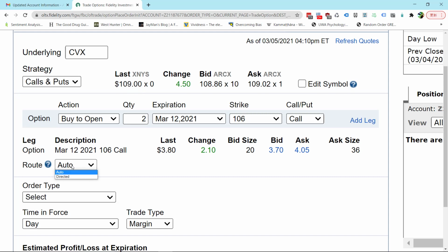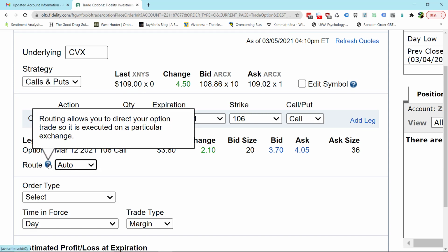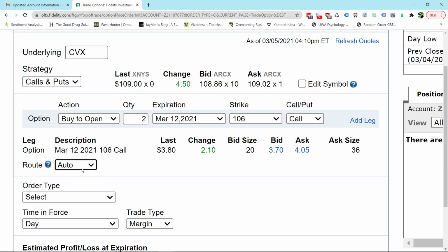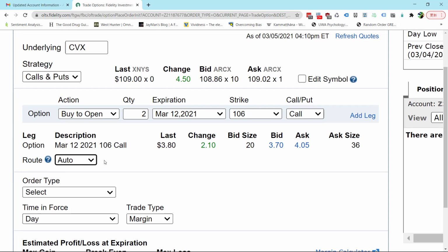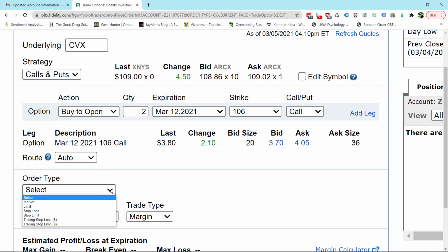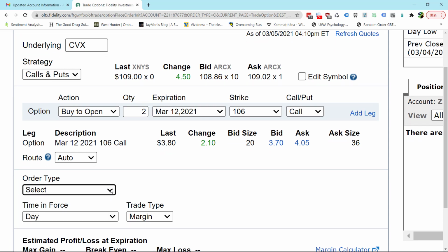So, route. Route you can ignore, just auto. Route is if you have a specific exchange on which you want to go through to make this trade. Basically, you're not going to use this. All right, order type. So this part's important, and this is where the bid and ask come into play.